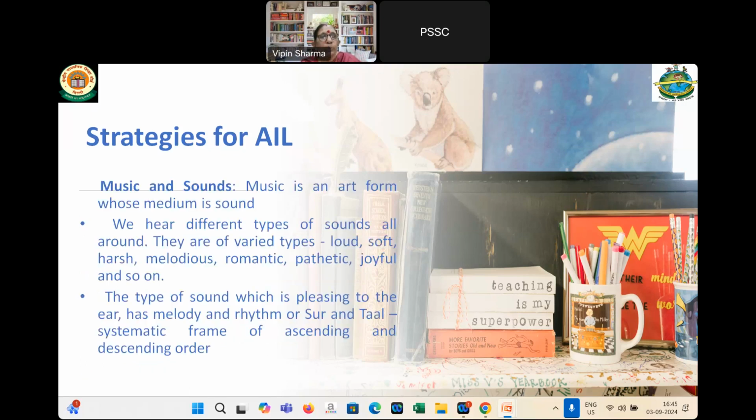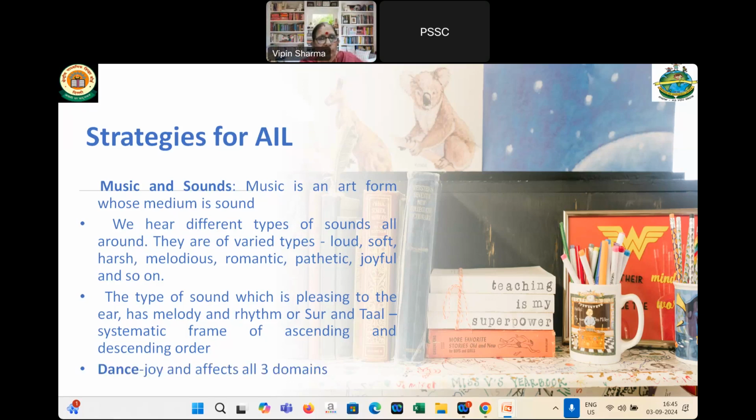Simplify. Music and sounds. Music is an art form whose medium is sound. We hear different types of sounds. I tell you, see, like a very good example. You can take them to the, again, it is raining because this is rainy season. So that comes to my mind. Take them. Or you can tap one finger, two fingers, three fingers, four fingers. This tap will be musical. They will identify the sounds connected to the dendrites. I'll give you again one example. The type of sound which is pleasing to the ear has melody and rhythm of sur and taal.